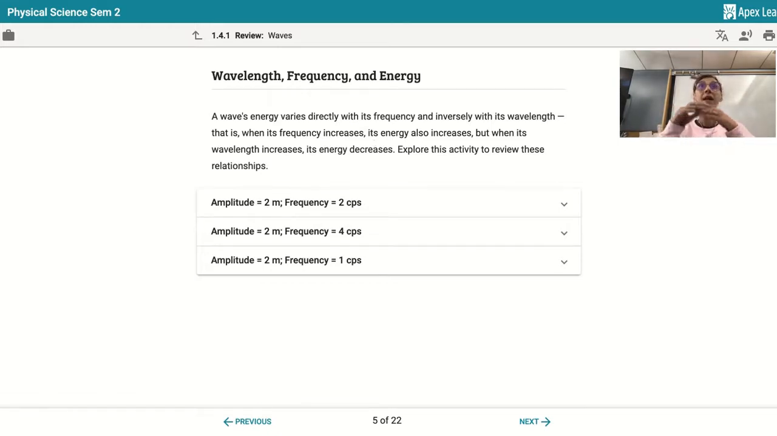If you have a wave that's really low in energy, that means after one wave passes, it's going to take a long time before the next wave comes by. So the frequency is really small, but the wavelength, the distance between one wave and the next wave, is really large. Okay.